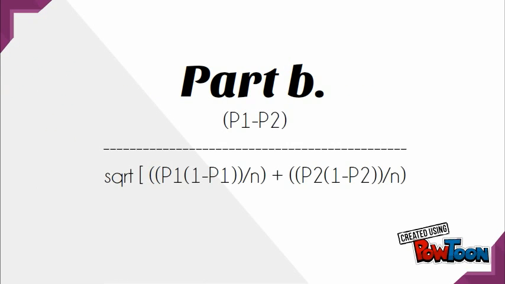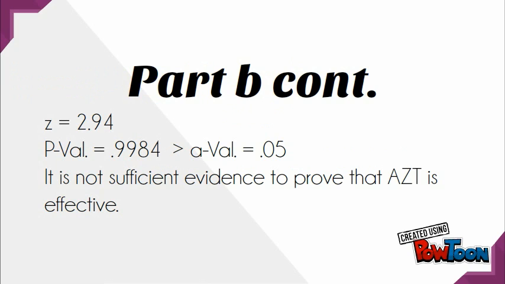Now for part B, we are to determine how significant that AZT is effective, which we will use the equation P1 minus P2 over the square root of P1 times 1 minus P1 over N plus P2 times 1 minus P2 over N. And now what we get from that equation is that z equals 2.94, of which then our p-value is 0.9984, which is greater than our alpha value of 0.05. And therefore, it is not sufficient evidence to prove that AZT is effective.